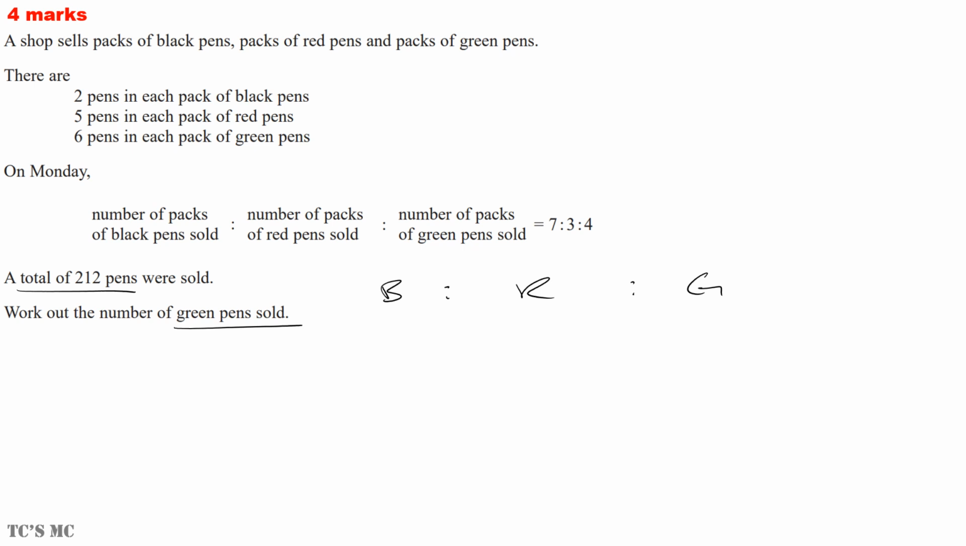So we need to do the ratio of the packet, 7, multiplied by the number of pens in each packet. So for black, it's 2. Then I've got the ratio for the number of red packets, 3, multiplied by the number of pens in each packet, which is 5. And then the green, there's a ratio of 4 green packets multiplied by the number of pens in each one, which is 6. So this here gets me 1 mark. Then I work it out and write it out, and I've got 14 to 15 to 24.